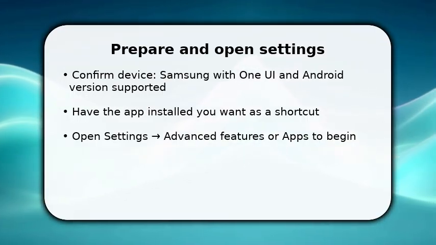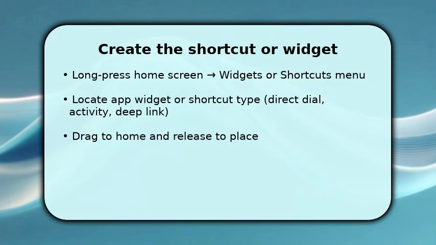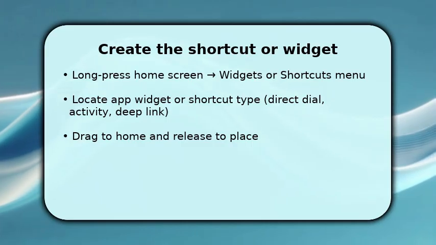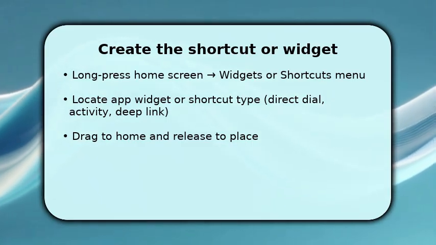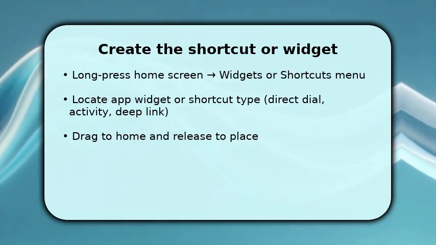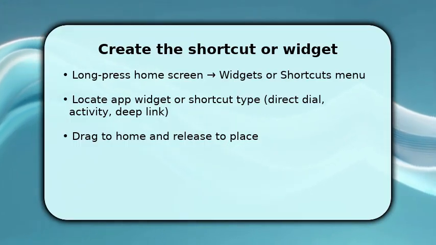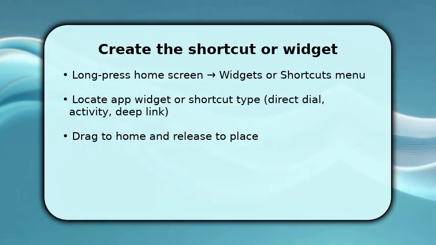shortcut later. Once on your home screen, long press empty space and choose widgets or shortcuts from the menu. Next, locate the app's widget entry or a shortcut option such as direct activity, deep link, or specific action. This is where behavior is defined. Drag the chosen widget or shortcut to the home screen and release.